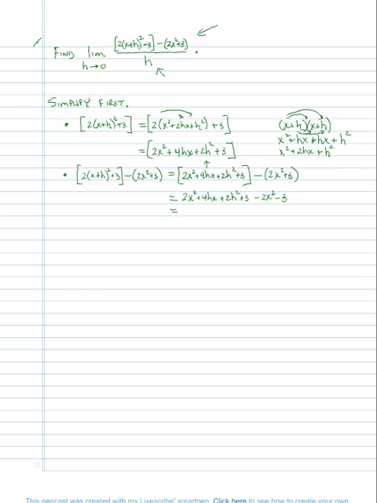And now as we look at this resulting expression, notice that we can simplify. So we have a 2x squared here and a minus 2x squared there. So those will add to 0. And I also notice we have a plus 3 here and a minus 3 here. So those will also add to 0, leaving us with just 4hx plus 2h squared. Now, that's the numerator of our fraction.